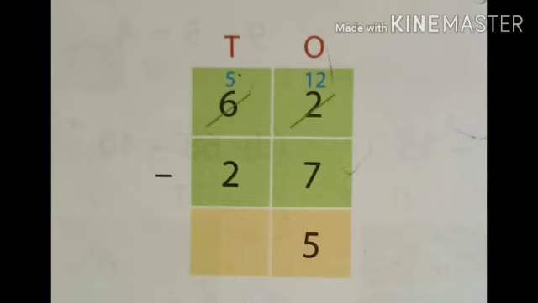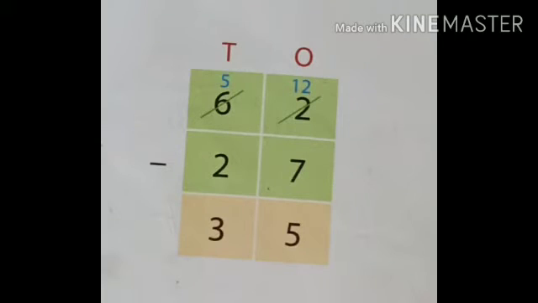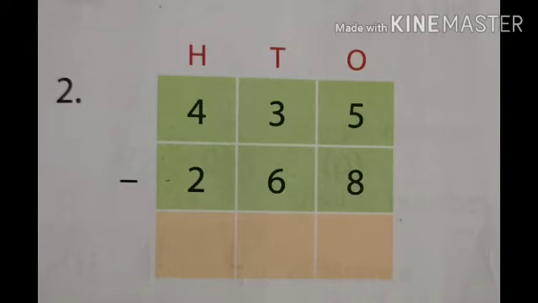Children, when we subtract 12 minus 7, what will be the answer? Yes, 5. Now children, we have to change 6 tens to 5 tens in the tens column. Now we have to subtract 5 minus 2. Children, when we subtract 5 minus 2, what will be the answer? Yes, 3. Children, when we subtract 62 minus 27, what will be the answer? Yes, the answer is 35. Understood, children? Now children, see the second question.